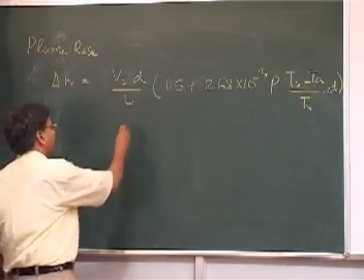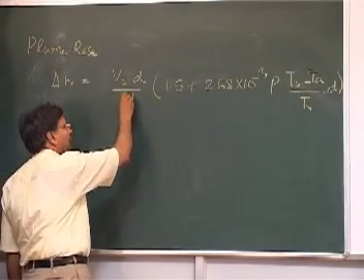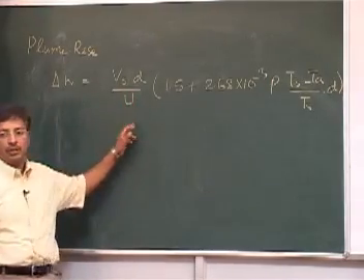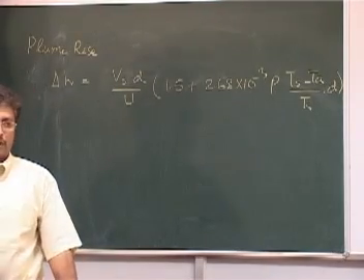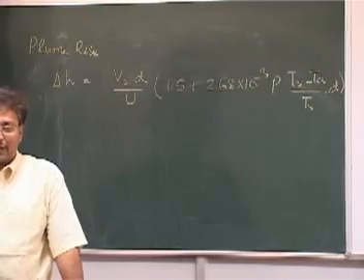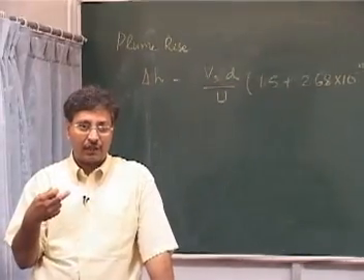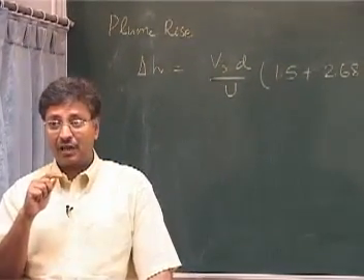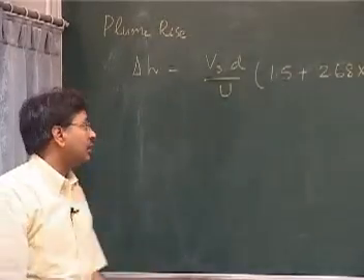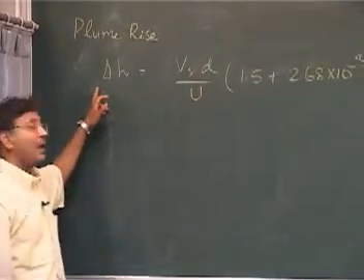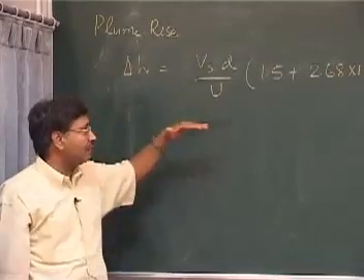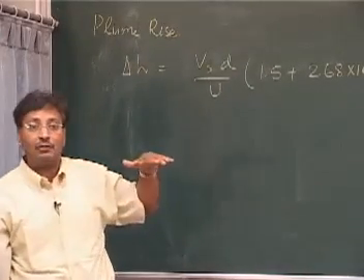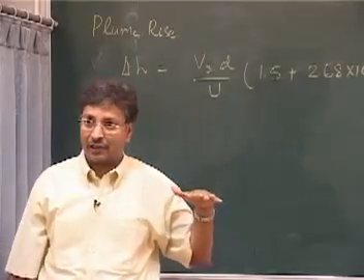And the other thing which I ask you again and again, this U is at what height? At the stack tip. Don't forget that, because this is the wind which is influencing my delta H. How much the rise will be is decided by the horizontal wind at the tip of the stack.